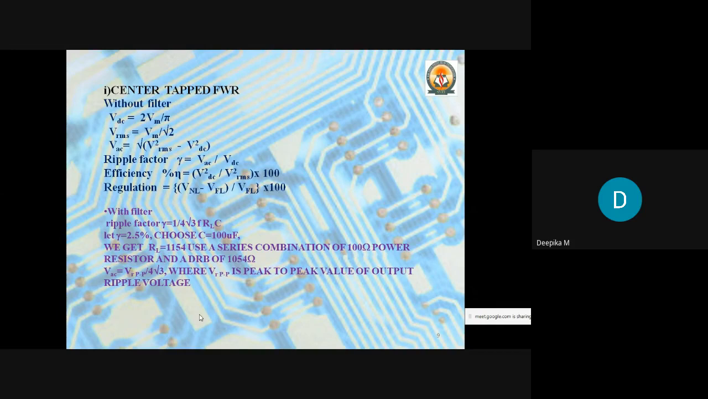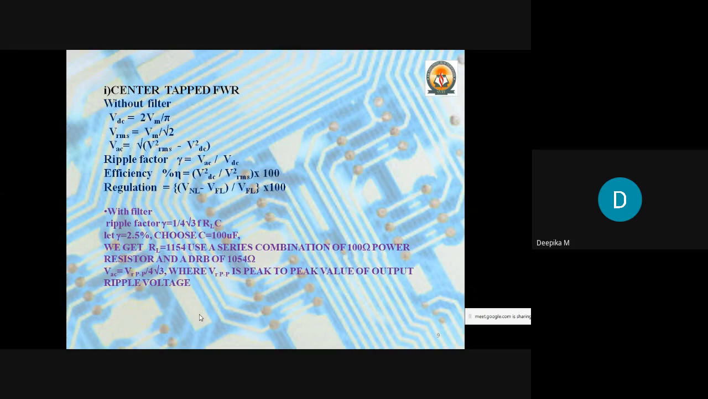Usually we fix the ripple factor at 2.5%. If my ripple factor is 2.5% and capacitance is 100 microfarad, and I want to design the circuit for this value, then the RL will be in the range of 1154 ohm. That can be calculated and kept in the DRB box.